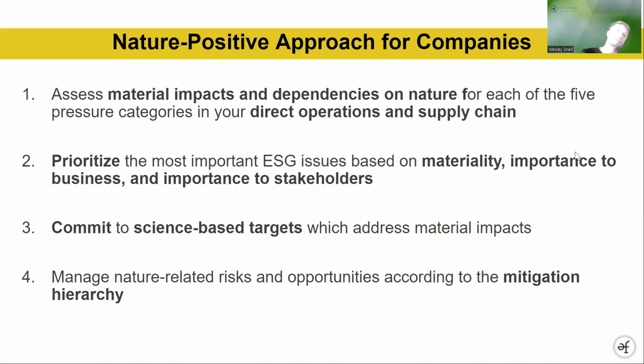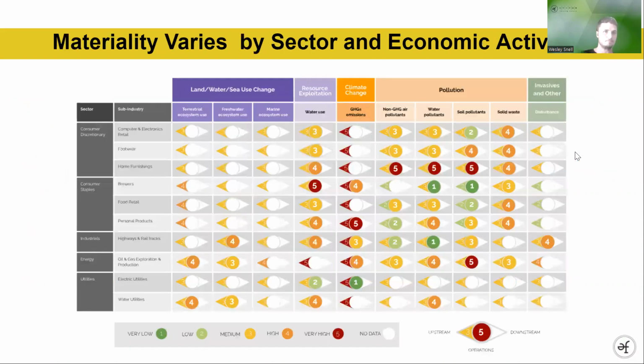And once you've identified what your material risks are, you've prioritized them so you know which ones need to be addressed first, then you can set a baseline and commit to science-based targets to address them. And then when you're implementing, when you're trying to reach your commitment and hit your targets, the idea is that you integrate a mitigation hierarchy aligned approach for managing your nature-related risks and opportunities. I'm going to go through each of those in a little bit more detail now, but that's a high-level overview of where we are today and what's being expected of companies today for implementing a nature-positive approach.